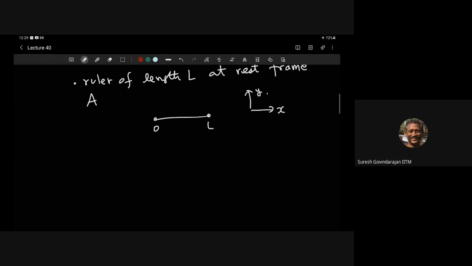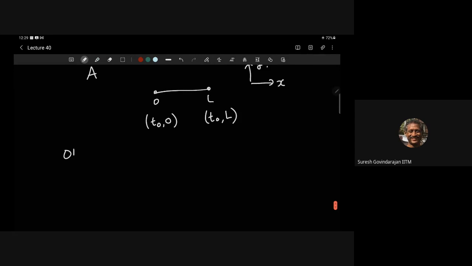What does observer A do? The idea here is that there are two events, but you measure them at the same time. We'll ignore all the other coordinates. It will be at, say, the same time t0, and we will measure both ends at that same time. That's what we do. Whenever we measure the length of something, we don't measure it at two different times. Now, what does observer B do? Observer B also.